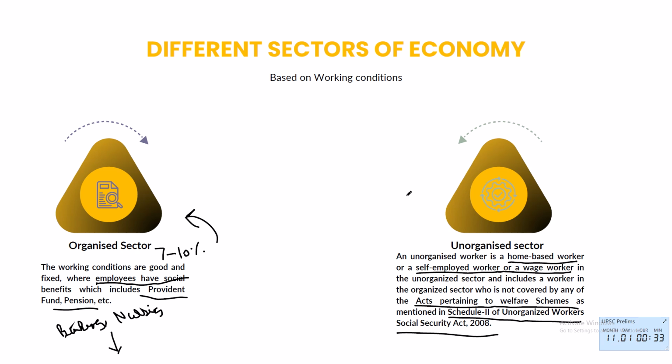This sector contributes 60% to the national income, and approximately 90% of the workforce is in the informal sector, according to the 2024 India Employment Report by ILO, that's International Labour Organization. So this shows how our economy is running. Unorganized sector contributing majorly to the economy. Now moving on to the next.